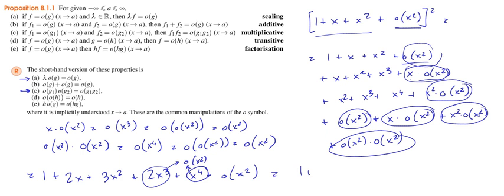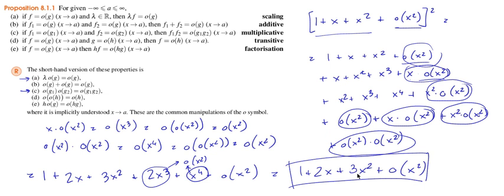So the last thing is to collect everything. So everything is like this. This is the result of the square of this. 1 plus 2x plus 3x squared plus o of x squared, right? And this is the kind of, once you get used to these manipulations, you will get very fast in this, right? So you try multiplying this.